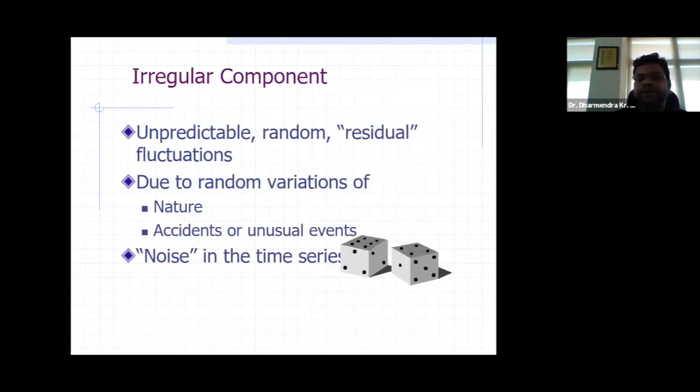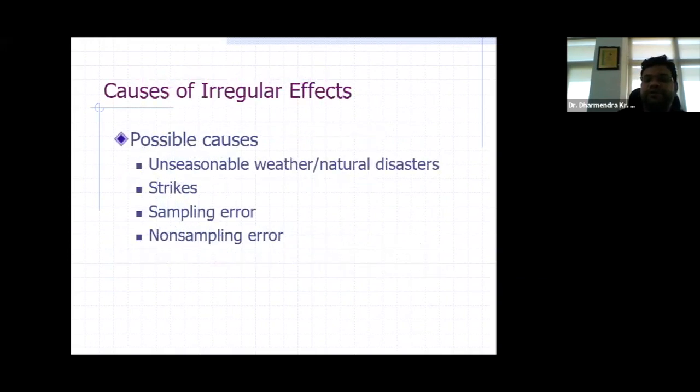And what are the irregular components? I have told you, those components which are totally out of human hand, out of control, like unpredictable, random, residual fluctuations due to random variations of nature, accidents or unusual events like natural calamities or this pandemic. These are the irregular components which affect the time series data. They are noise in the time series. So what are the different causes of irregular? I have told you: unseasonable weather, natural disasters, strikes, sampling and non-sampling errors.